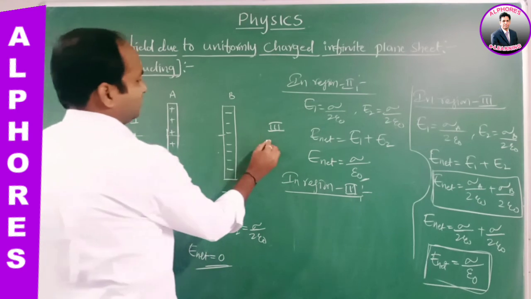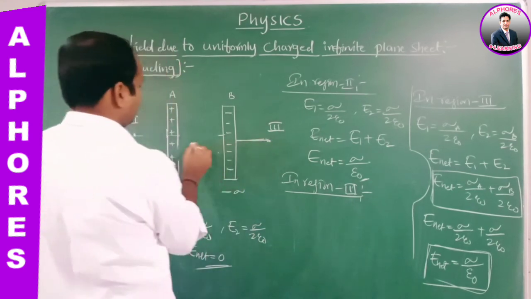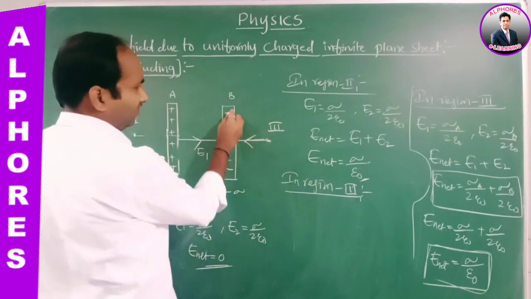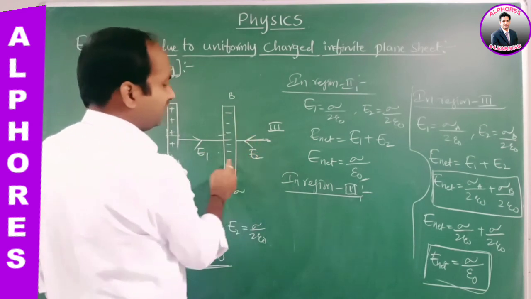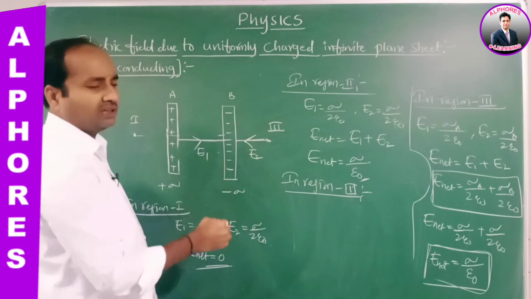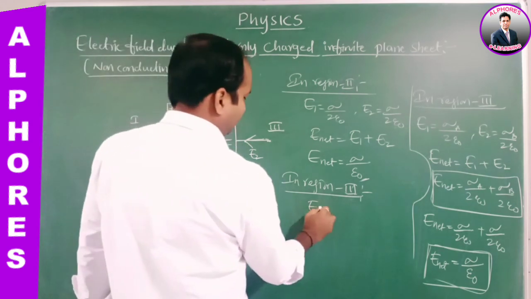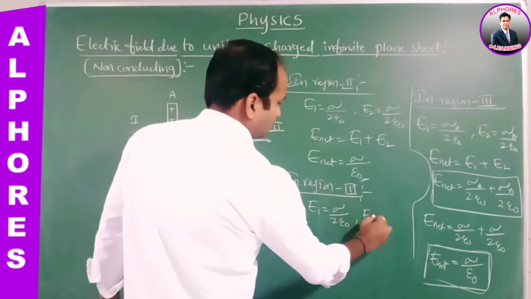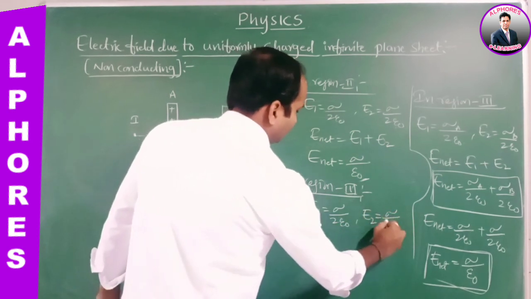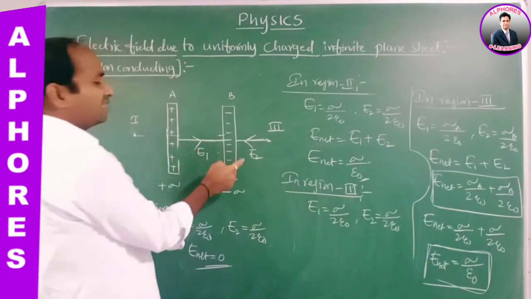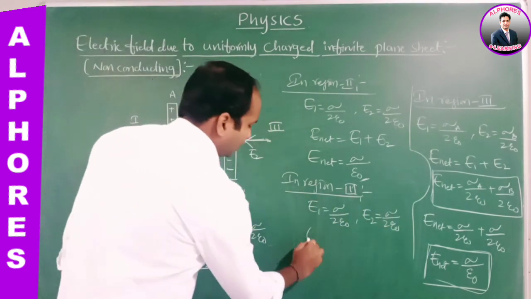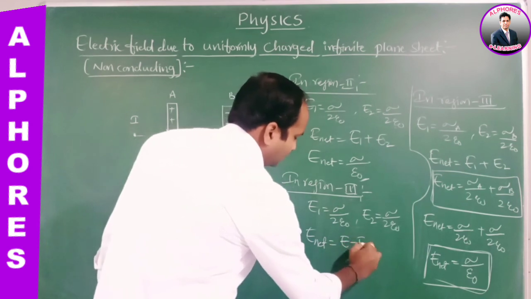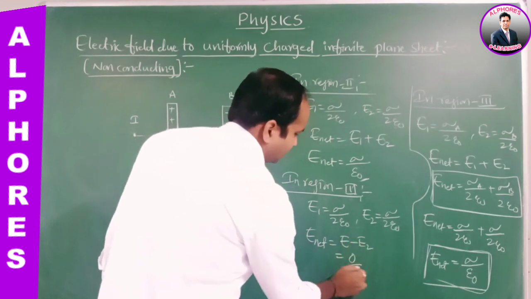Okay, in region 3. This is region 3 here. Negative charge, this is positive charge. E1 outwards, E2 inwards. What is E1? E1 is equal to sigma by 2 epsilon naught. E2 is also sigma by 2 epsilon naught. But the directions are opposite. What is the net intensity of electric field? E net is equal to E1 minus E2 or E2 minus E1, that is again 0.